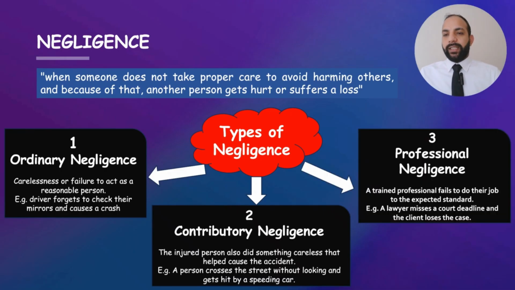Okay, the third one is professional negligence. A trained professional fails to do their job according to the expected standards. So if a professional, a lawyer, a doctor, an engineer or anyone else, is supposed to do work according to professional standards and fails to do it, that is professional negligence. A lawyer misses a court deadline and the client loses the case. If a client loses his case just because of the negligence of his lawyer, that is also professional negligence.